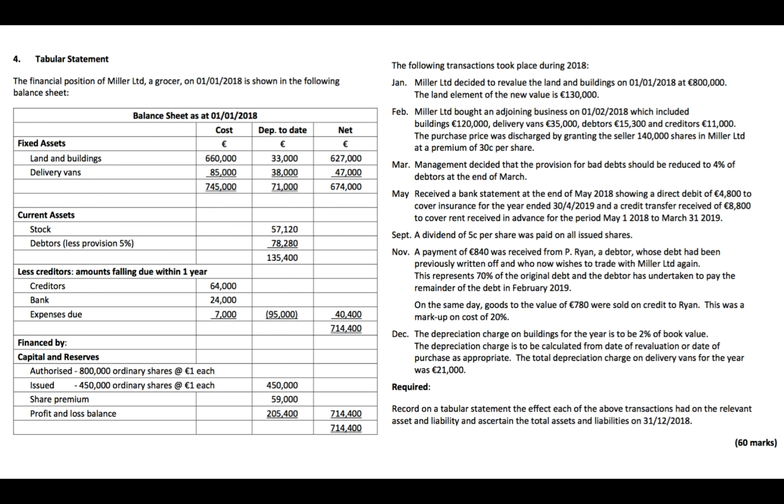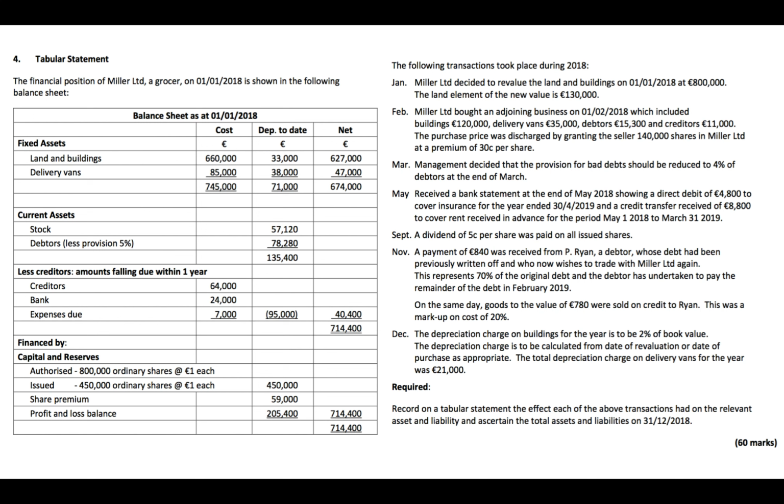So taking a look at the question here, it says the financial position of Miller Limited, a grocer, on the 1st of the 1st, 2018 is shown in the following balance sheet. So you have your balance sheet there on the left hand side with all your assets and liabilities. And then you are told the following transactions took place during 2018.